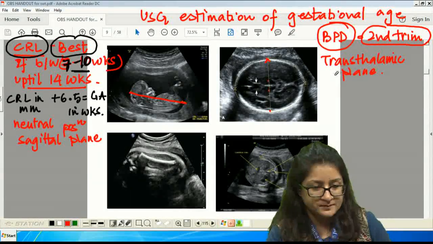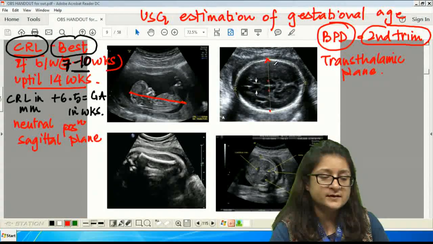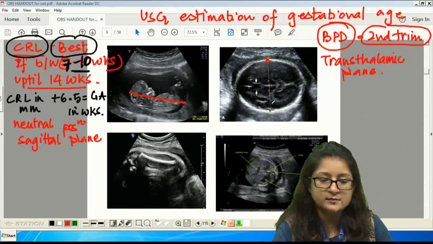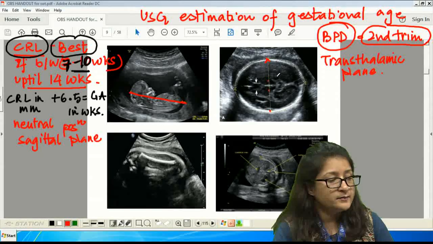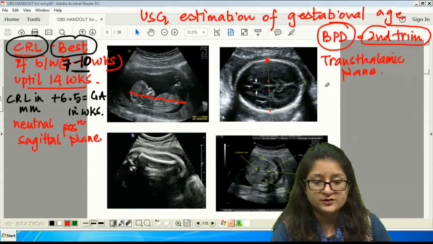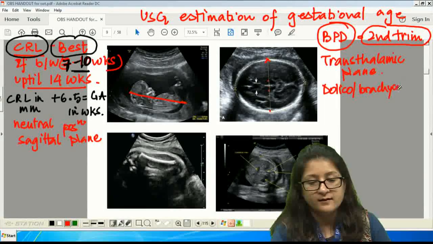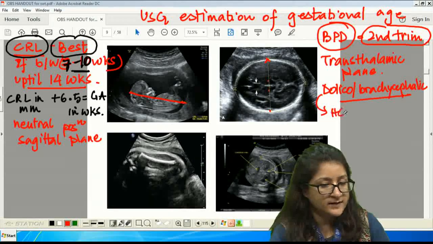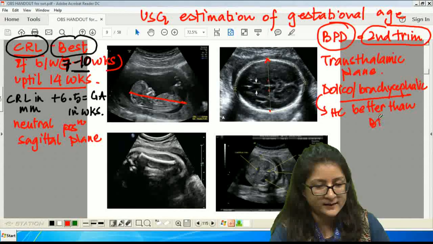So this is about the CRL, and this is about the BPD. It is important that the BPD is used whenever it is a round head. Sometimes there can be an abnormally shaped head like dolichocephaly or brachycephaly. In those situations, if the head is dolichocephalic or brachycephalic, then head circumference is better than the biparietal diameter.